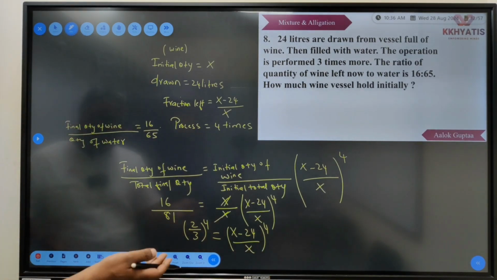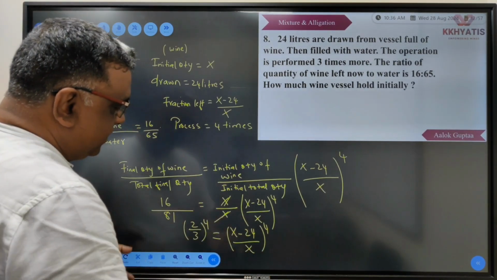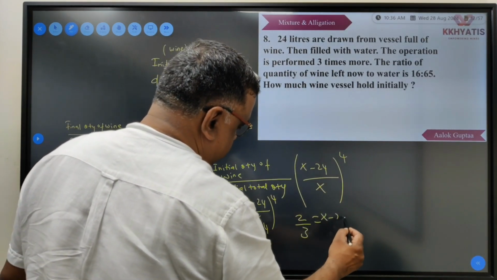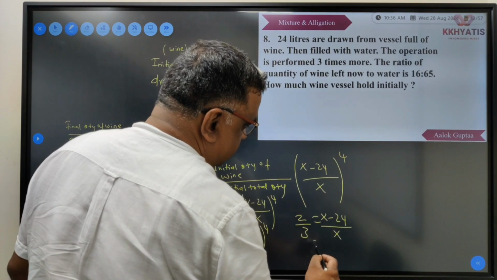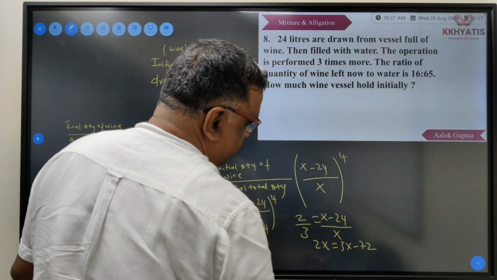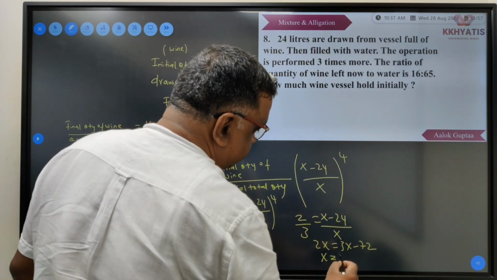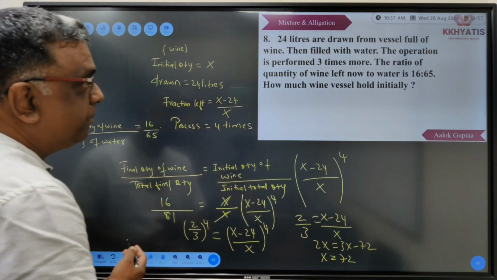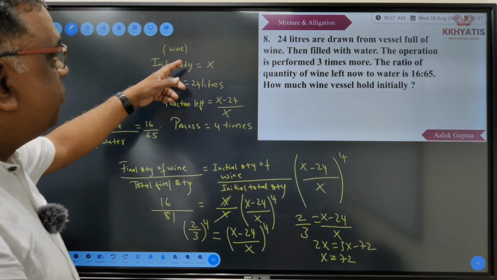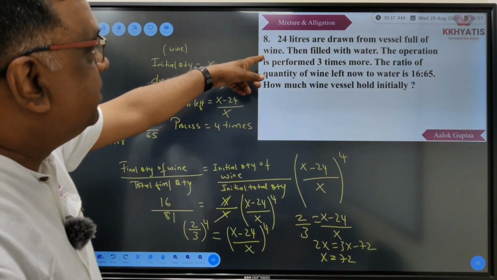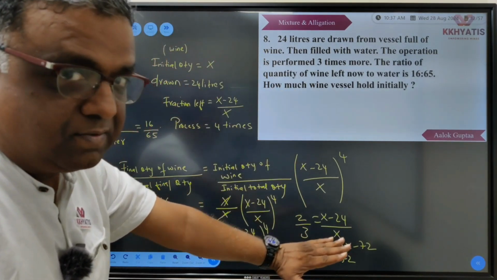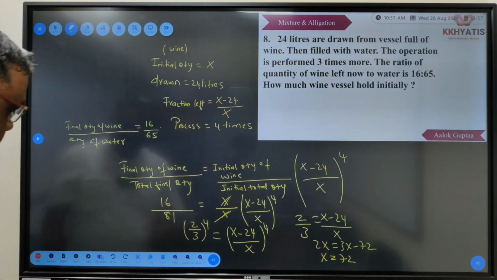Now the left side quantities' power 4 is the same, which means the base also should be the same. So 2 by 3 should be equal to X minus 24 upon X. So 2X should be equal to 3X minus 72. So X should be equal to 72. X was the initial quantity of wine that was being held by the vessel initially, and that's what has been asked. So the answer is 72 liters.